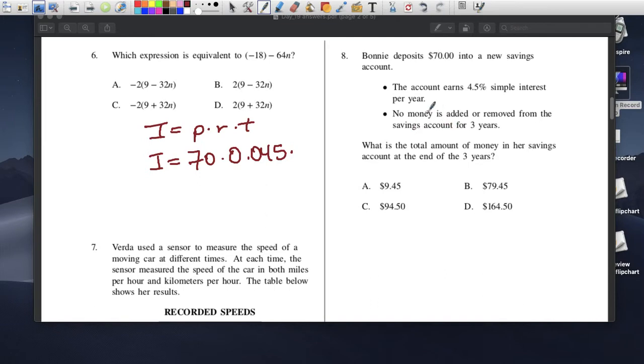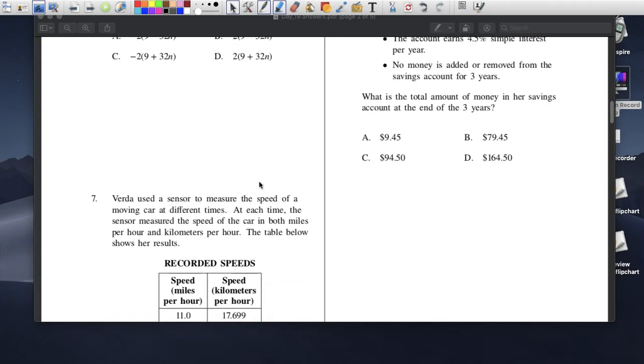And the time is 3 years, but remember, the time is in years, so that's fine. Time is 3 years, period, so we write a 3. So just multiply that out. 70 times 0.045 times 3 years, and we get 9.45. And there is our answer. So far, so good.